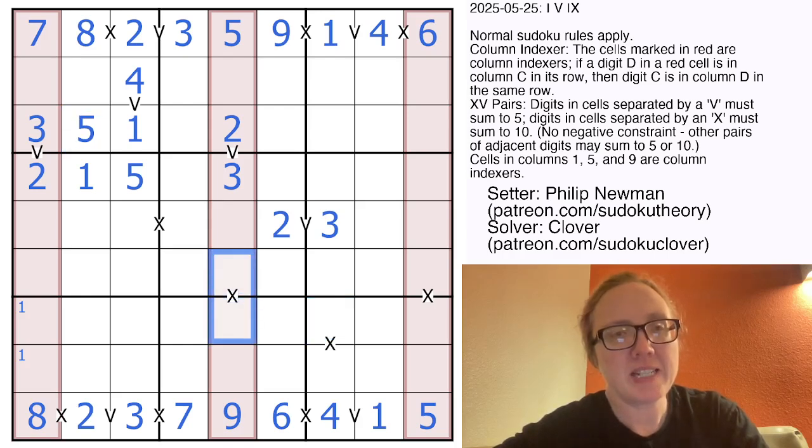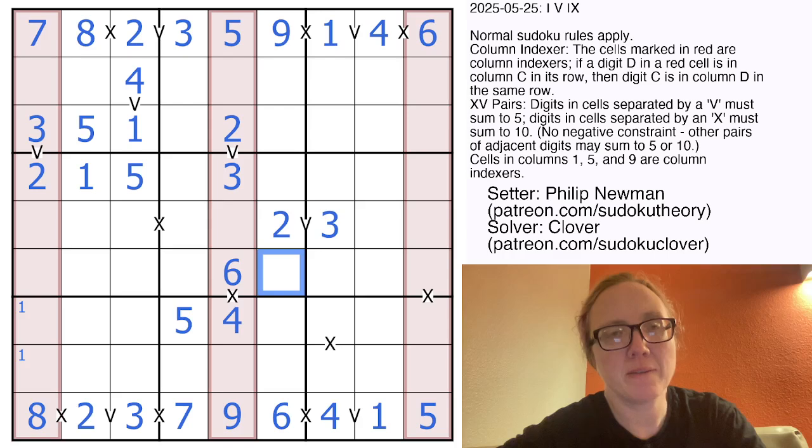Now, we need these guys to sum to 10. We can't do 1 plus 9. We can't do 2 plus 8. We can't do 3 plus 7. So this has to be 4 plus 6. There's a 6 in this region, so that's my 4, that's my 6. So 5 is in the 4th position here. 5 is in the 6th position here.